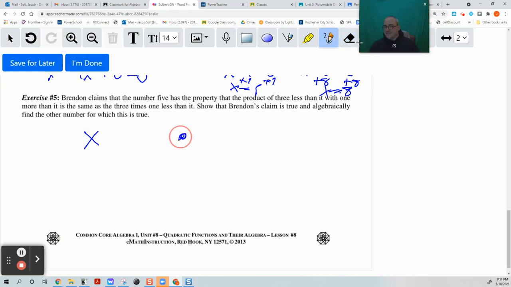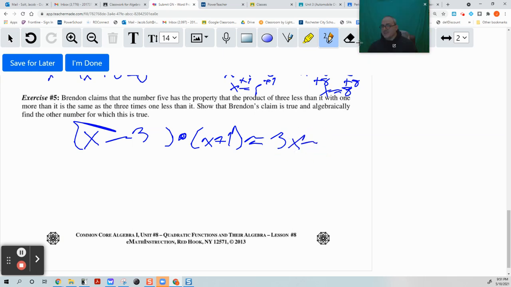The product of 3 less than it, all sorts of crazy going on. The product of 3 less than it with 1 more than it, so x plus 1, is the same, that's an equal sign, as 3 times 1 less than it, the number.